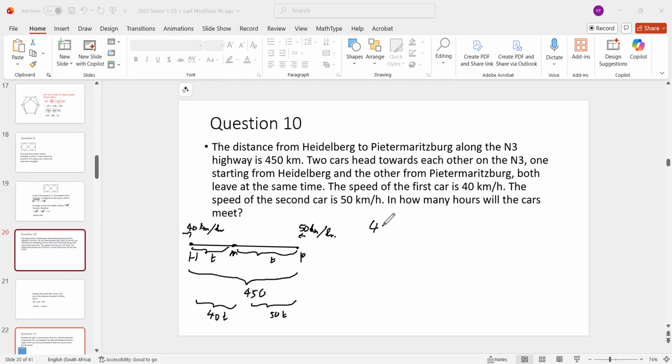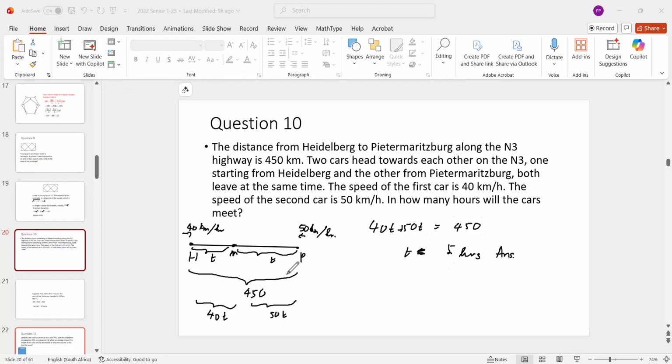And you know that together, it's the distance between the two towns. 90T is equal to 450. So T is equal to 5 hours. So you must put down the units. So this is in how many hours? This is the answer. Because we said T is the number of hours when they meet. In the diagram, you can see it. Okay.